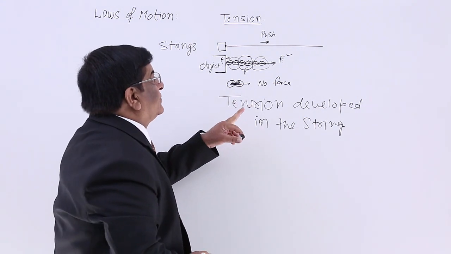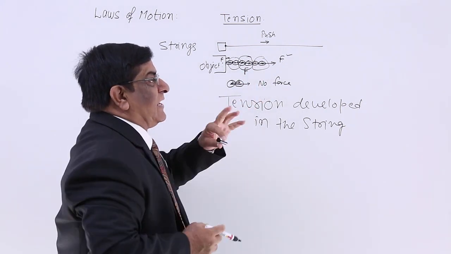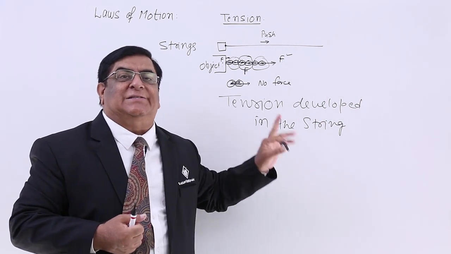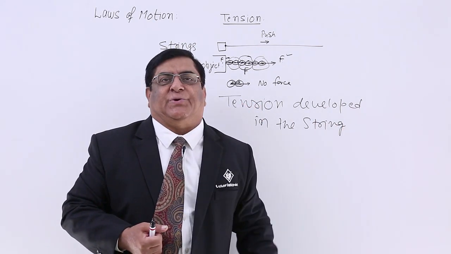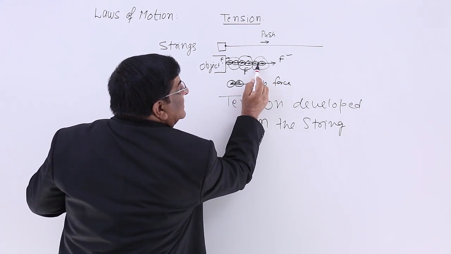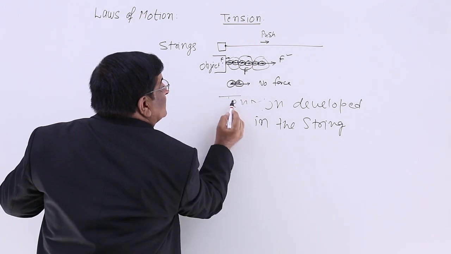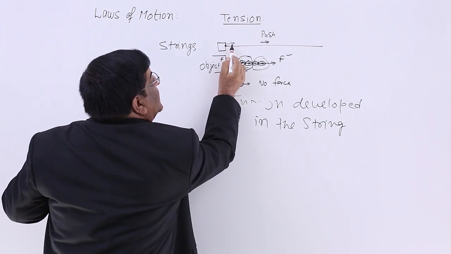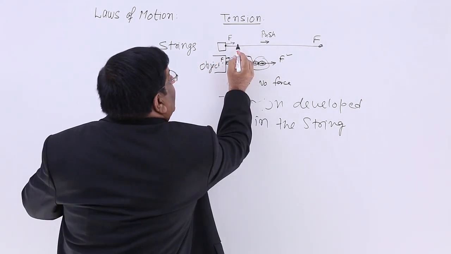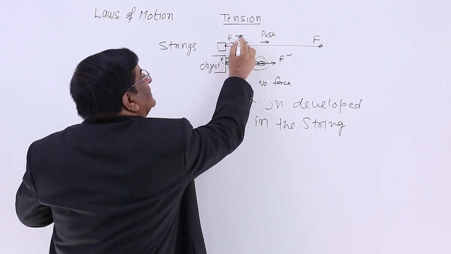Where is the tension force? It is between every two molecules. From this to this, this to this, this to this, because every molecule is pulling the next molecule. So that force between any two molecules is tension, and tension in the complete string. Why? Because if I ask what is the force between two molecules, here it is F, here it is F, everywhere it is F, and at this point it is also F. Here I am applying F, and here the force is F.